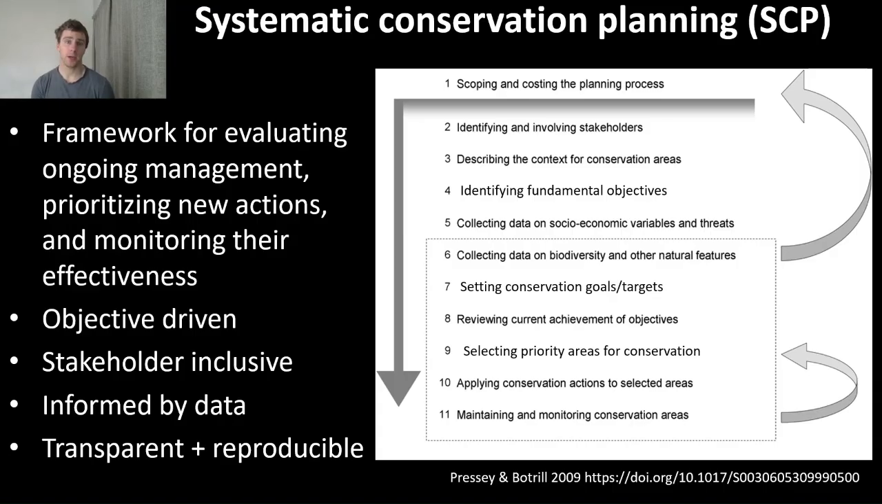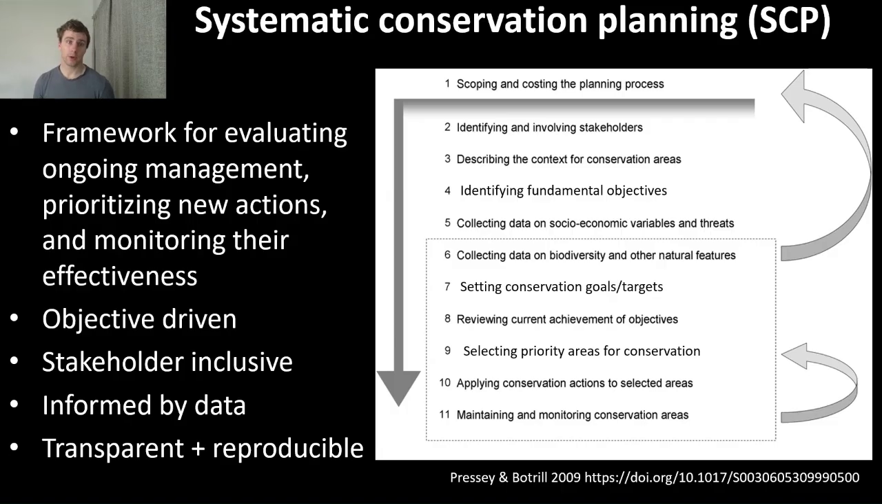So the first step is scoping and costing the planning process. And this is a really important step because completing the entire framework can be very time consuming and require a lot of resources. That means if you're going to undertake this, you really want to make sure that you can see it through to the end. But you also want to understand the scope of this kind of thing, so what's the area that's being considered, what kind of people might be relevant.